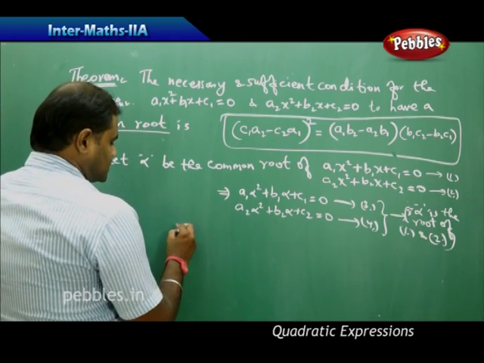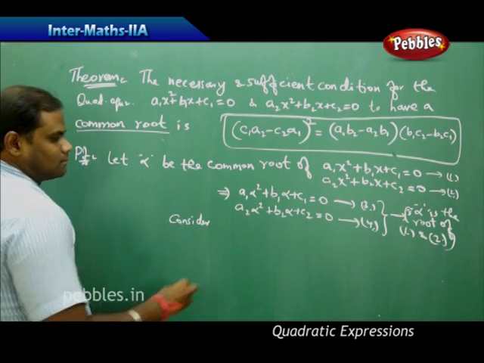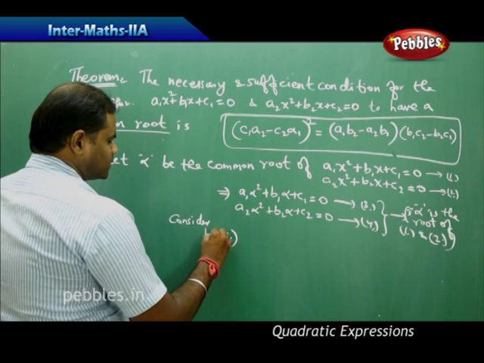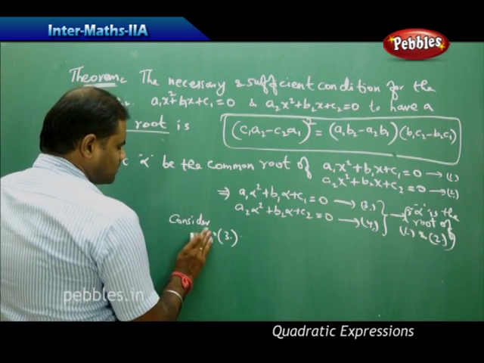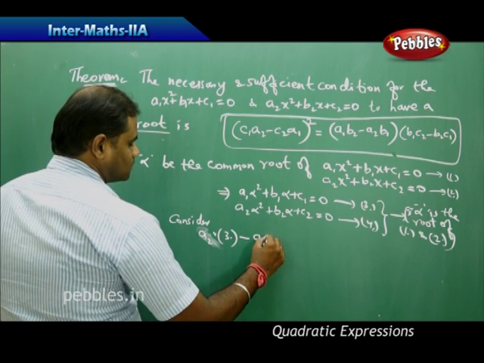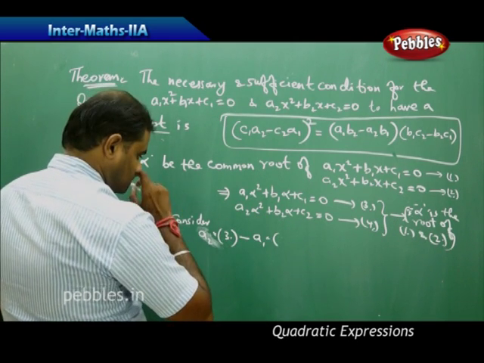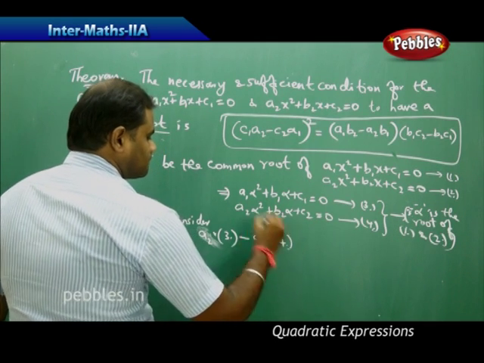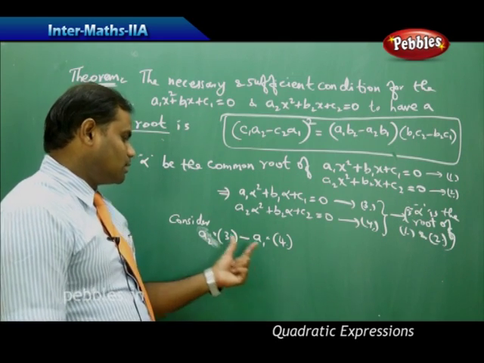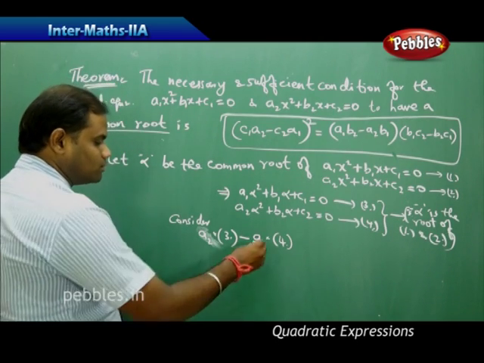Then what I do is consider a2 times equation 3 minus a1 times equation 4. So here finally what I'm doing is I multiply the whole of equation 3 with a2 and multiply the whole of equation 4 with a1 and then subtract. So let's see what we usually get.